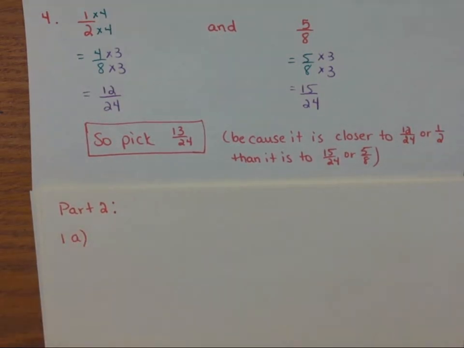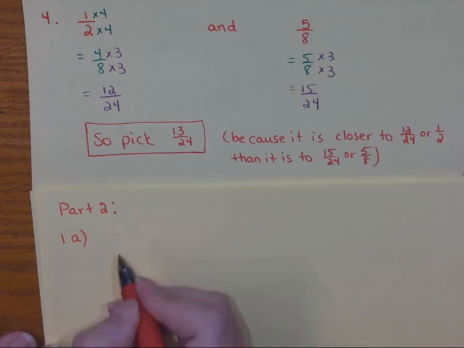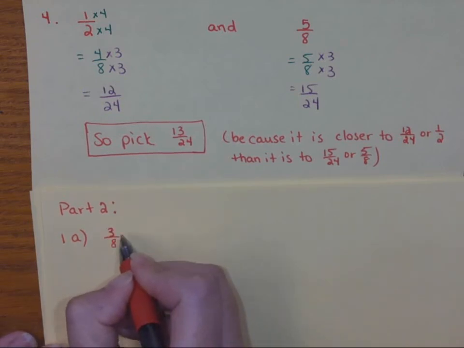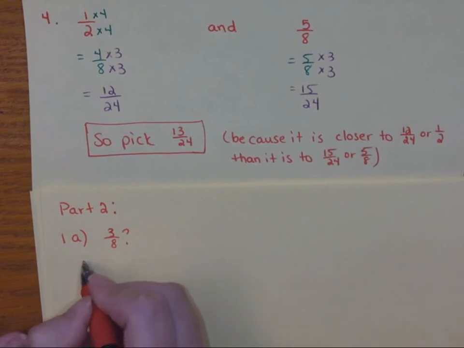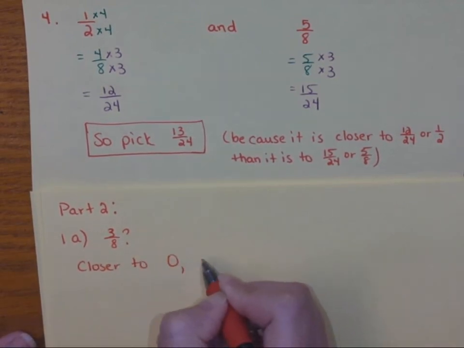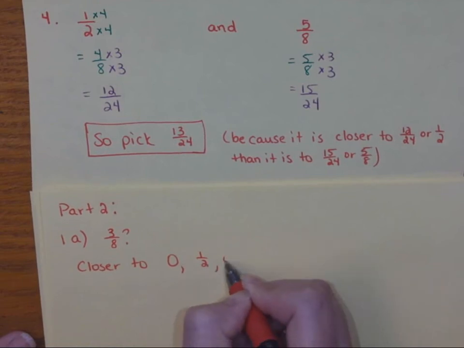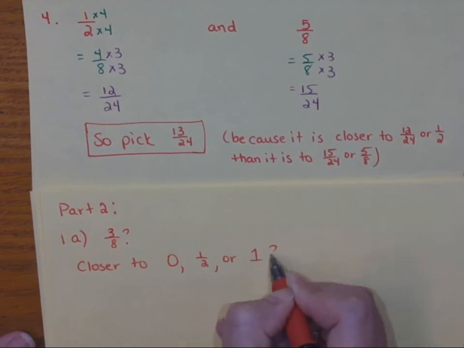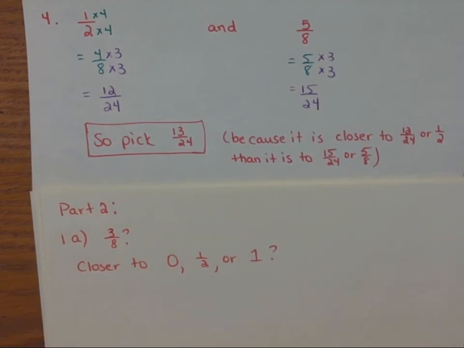I want you to place these as closer to 0, 1/2, or 1, and then talk about why it is the way it is. I'm just going to pick a couple of these and show you what I'm going to want to see here. Okay, so let's take the first one, 3/8. Okay, so the question is, is it closer to 0? Is it closer to 1/2? Or is it closer to 1? Okay, and you may have your guess.